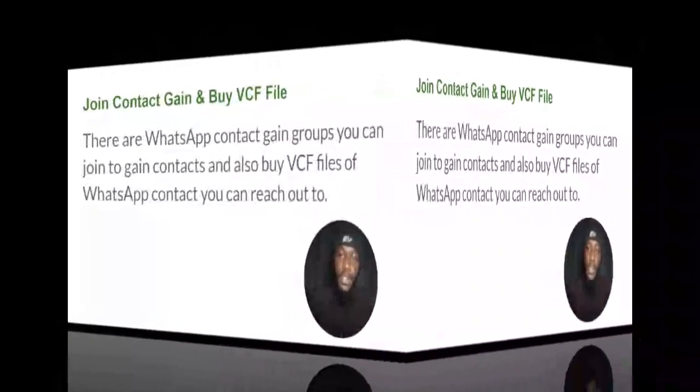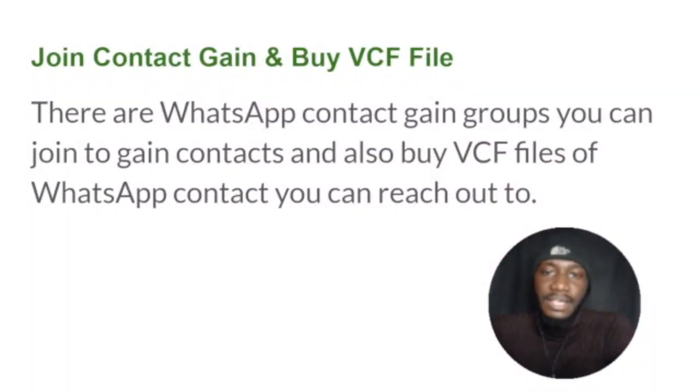Now the next method is for you to join a contact gain and buy a VCF file. A contact gain is just a WhatsApp group that has been created by people that want to build their WhatsApp contacts. There are a lot of contact gain groups. In the early time when I started my WhatsApp, trying to build my WhatsApp contacts to over 15,000 plus, I used a lot of contact gain. I joined a lot of contact gain groups. When you join those groups, everybody in that group wants to build their WhatsApp contact.